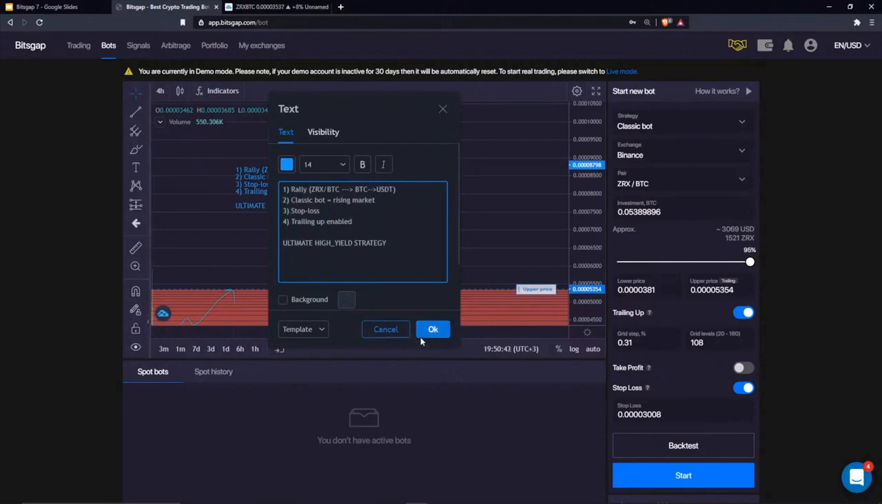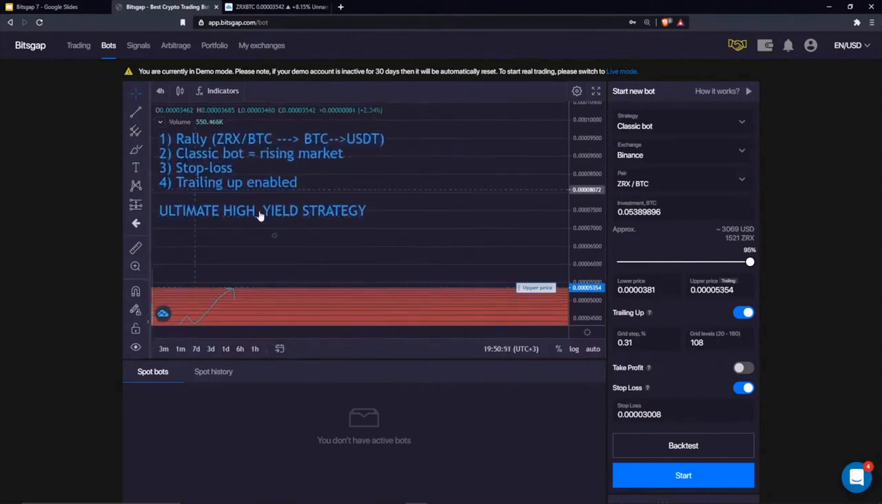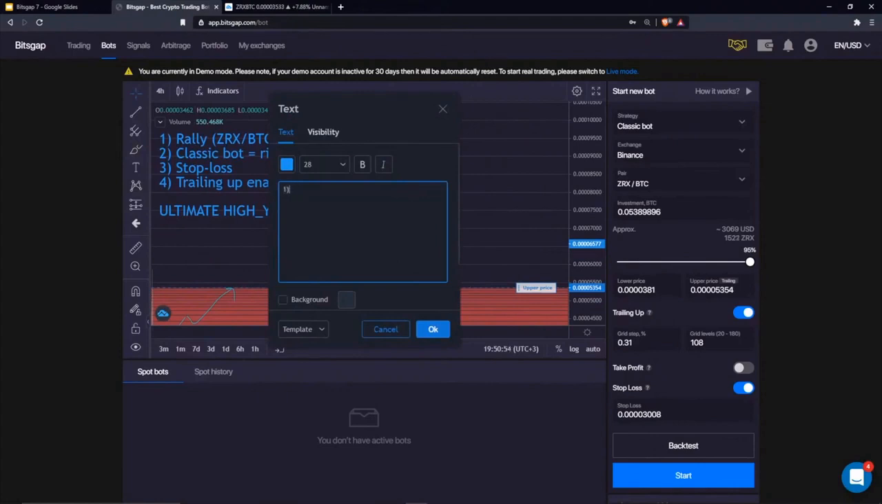Let's leave it here, and let's make it maybe 28. Okay, so now the conservative strategy would imply that, well, you expect the rally, that's okay, but you are trading cryptocurrency pairs that are trading to stable coins like BTC, USDT, for example. The next one is again the classic bot, as you know that on the rally that's the best one. The third one is to plot the stop loss. The fourth one is again trading up.